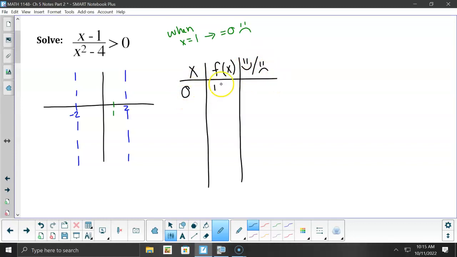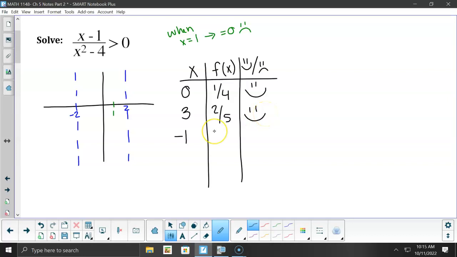So 0, I get 1/4. That makes me happy because it's positive. What happens if I plug in, yeah, let's check 3. I was going to say let's check -1. 3 is 2/5. That's still positive.